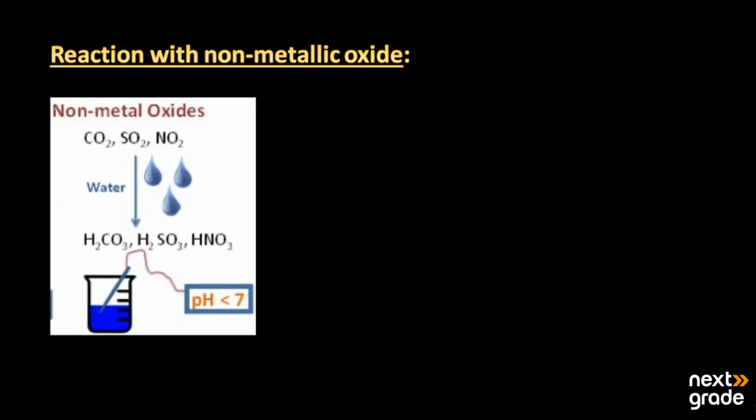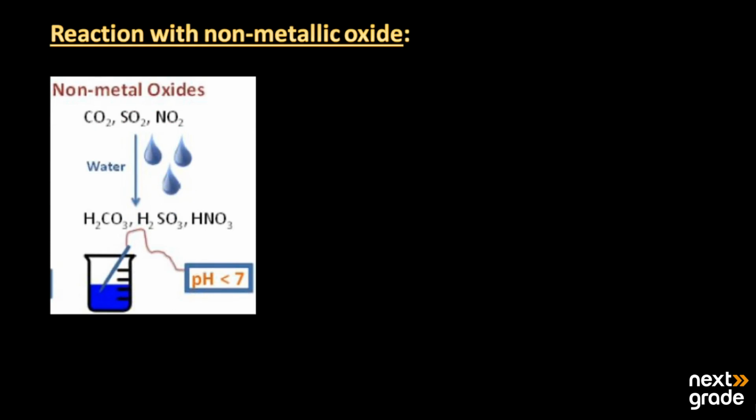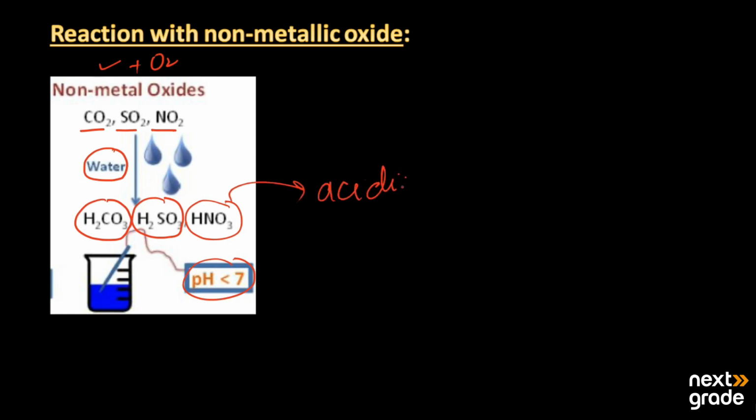Then we have the reaction with the non-metallic oxides. When non-metals react with oxygen, they produce non-metallic oxides: first carbon dioxide, then sulfur dioxide and nitrogen dioxide. When they react with the water molecule, carbon dioxide produces carbonic acid, sulfur dioxide produces H2SO3, sulfurous acid, and NO2 produces nitric acid. Their pH is always less than 7 and the solution is acidic in nature.